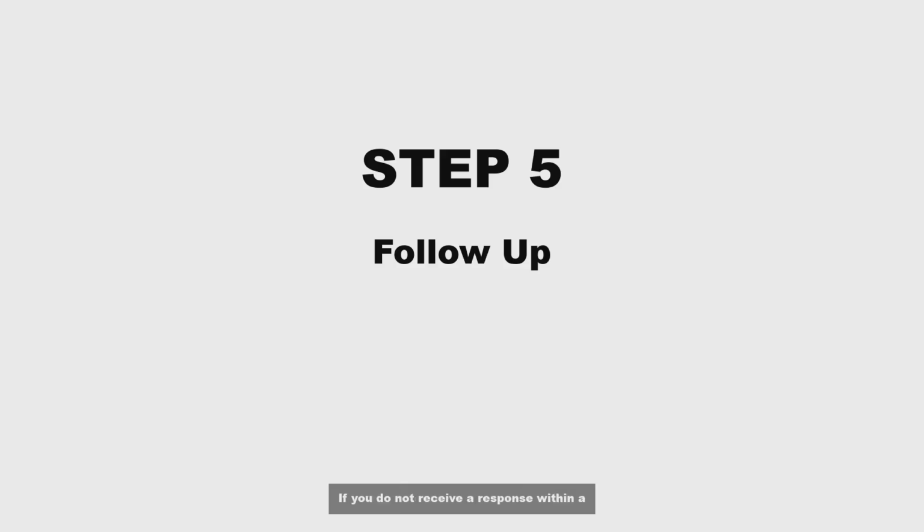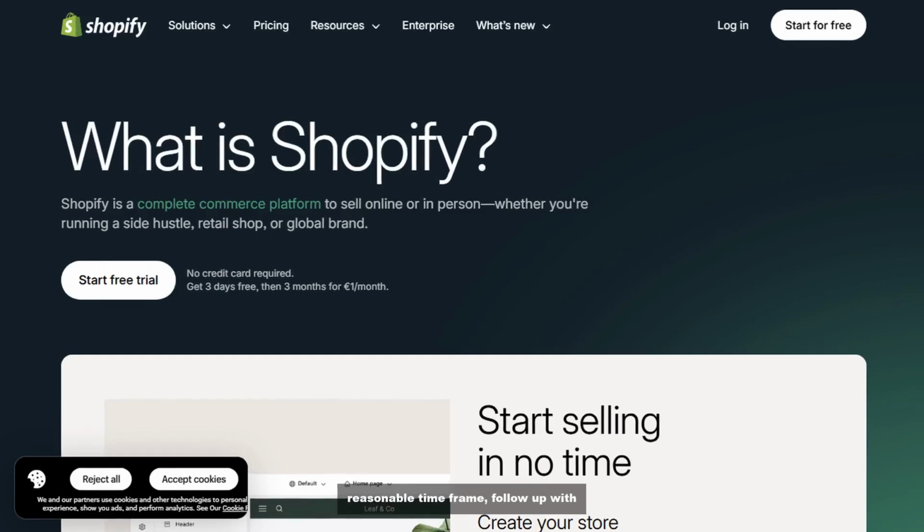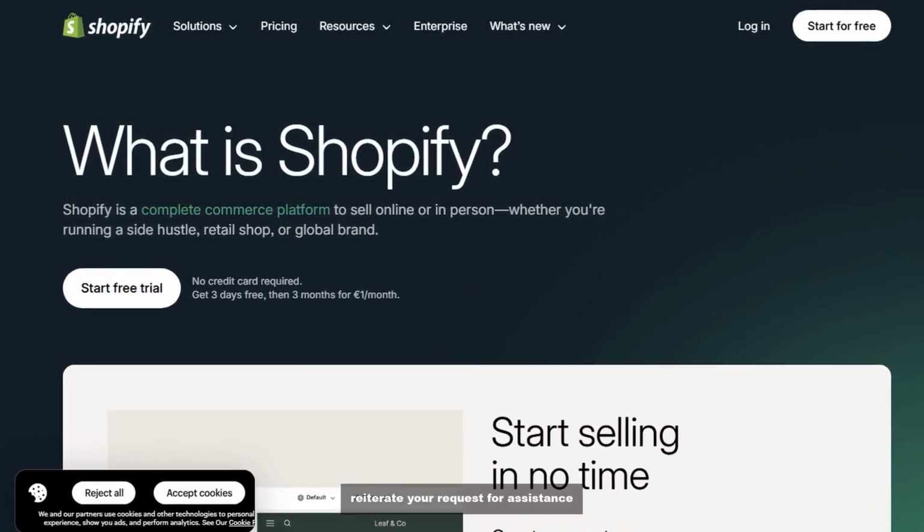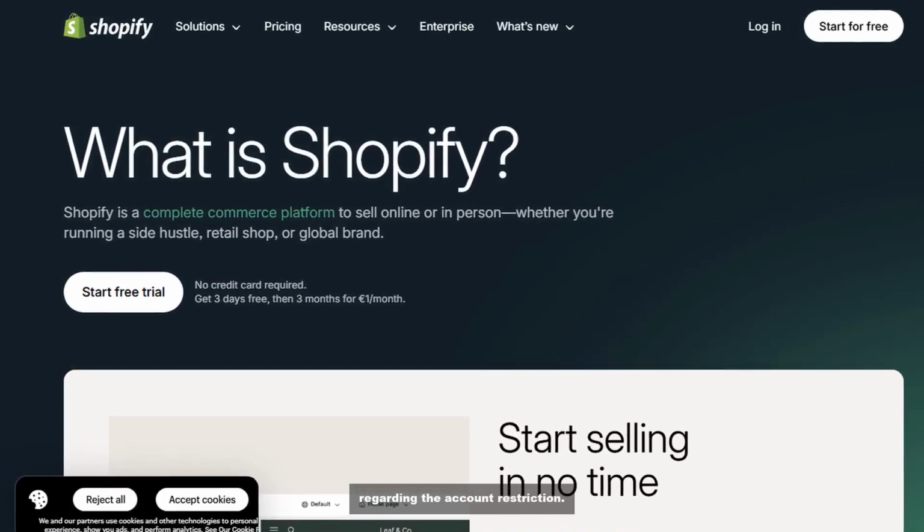Step 5. Follow up. If you do not receive a response within a reasonable time frame, follow up with Shopify support team. Be polite and reiterate your request for assistance regarding the account restriction.